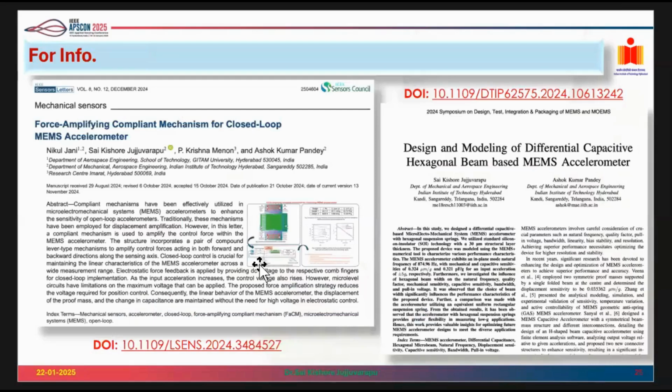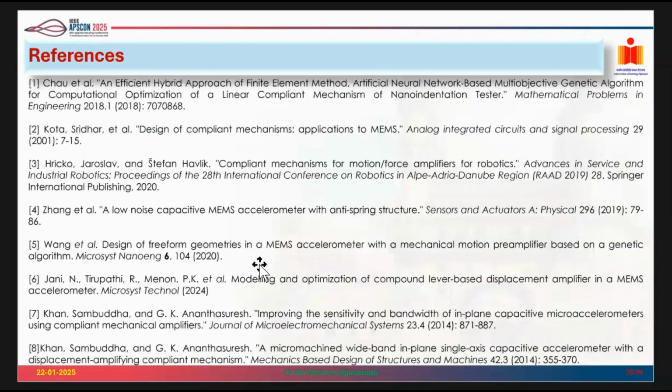These are the publications which we got out of this work. Interested readers can go through them. And these are the references.